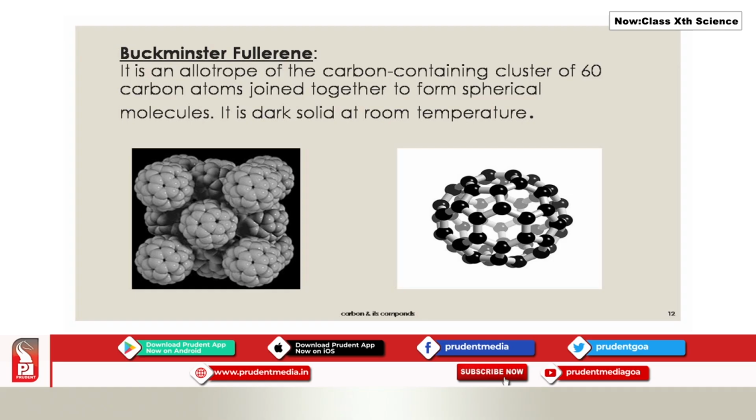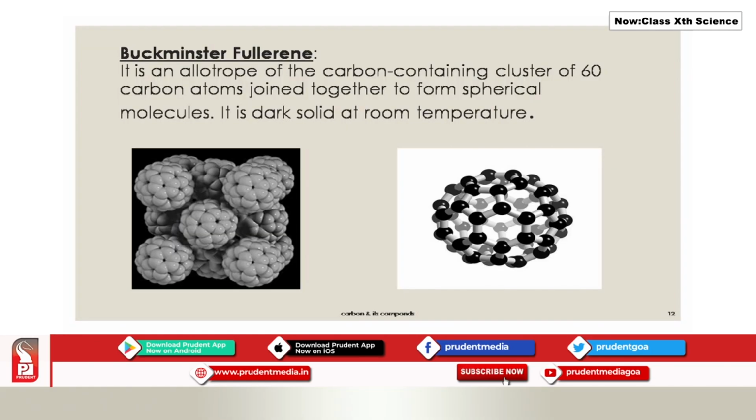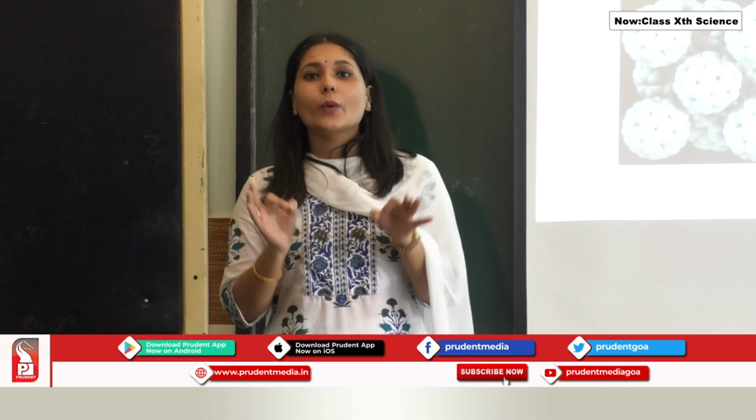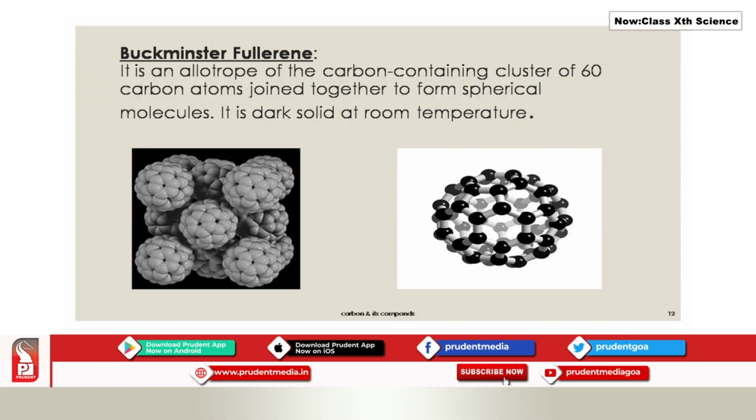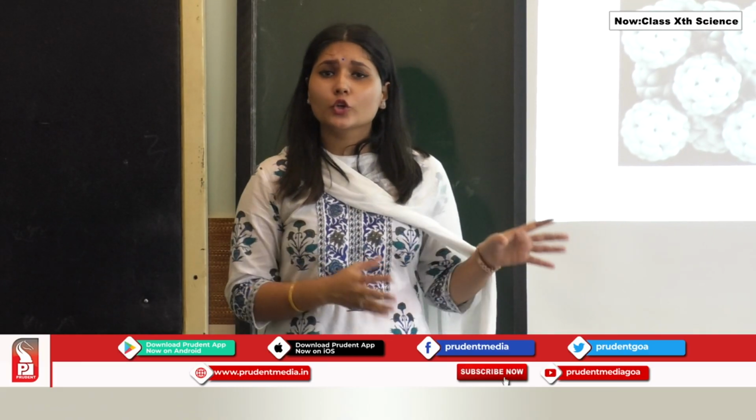Now about Buckminster fullerene, if you look at the structure, it is a closed caged structure. It consists of hexagonal faces and pentagonal faces. There are 20 hexagonal faces in Buckminster fullerene, while there are 12 pentagonal faces, and it is one of the most widely used allotropes of carbon.